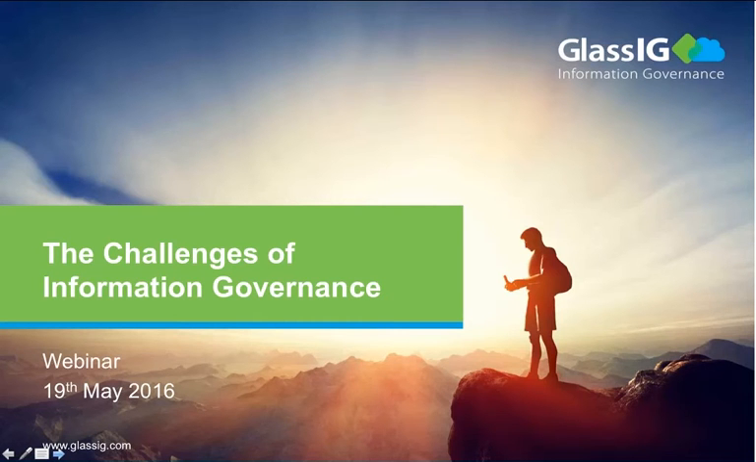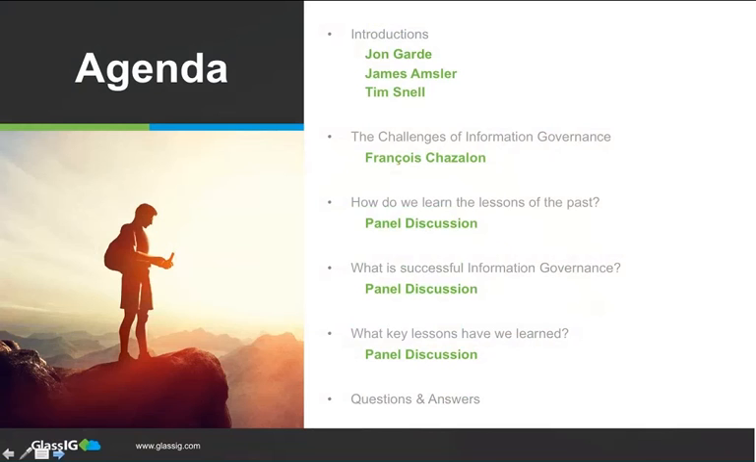Before we start, I'll just run you through the agenda and what we're going to talk about today. Firstly, we'll cover some introductions. Then we'll talk about the purpose of this webinar, which is based on a series of blogs posted on our website called The Challenges of Information Governance. Then we're going to delve into some of the questions that the first blog post raises: learning lessons from the past, what is successful information governance, and some of the key lessons that we've learned. If we have time, I hope we'll be able to answer some of your questions, so please use the chat facilities on the call to raise questions as we go along, and we'll attempt to answer some of those at the end.